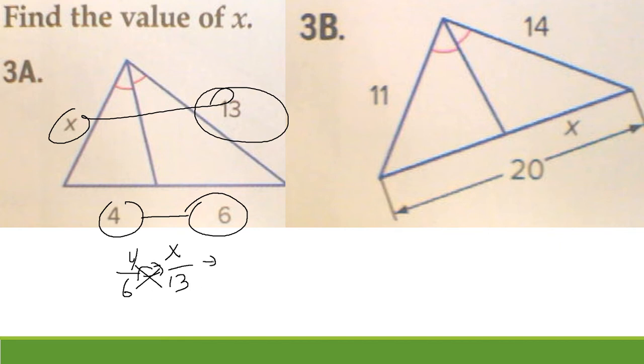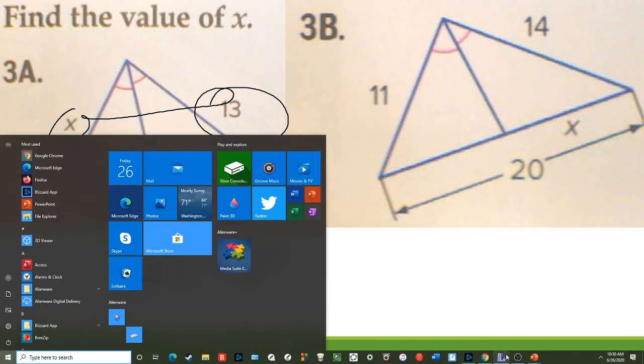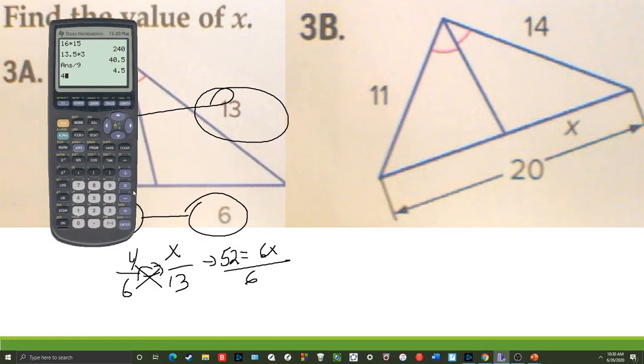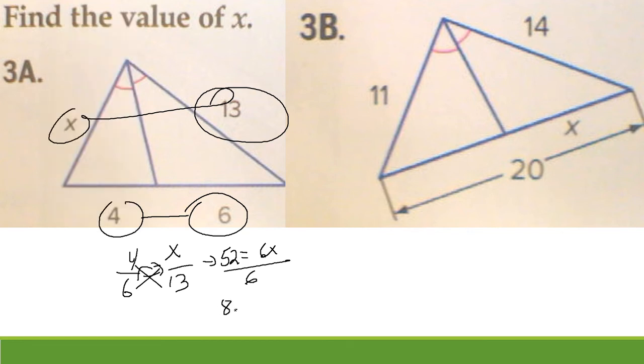So 4 times 13 is going to give me 52, which is equal to 6x. Divide by 6. You've got 4 times 13 divided by 6, and we get 8.6 repeating is equal to x. So once again, split is to split as long is to long.